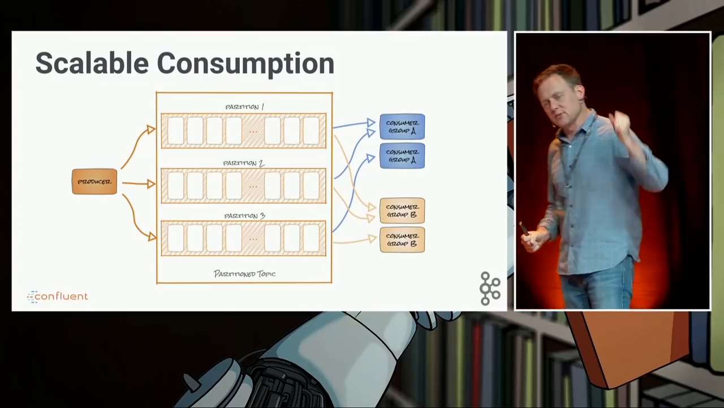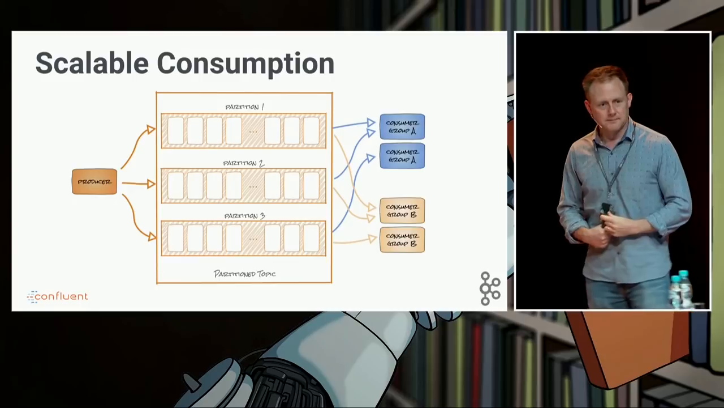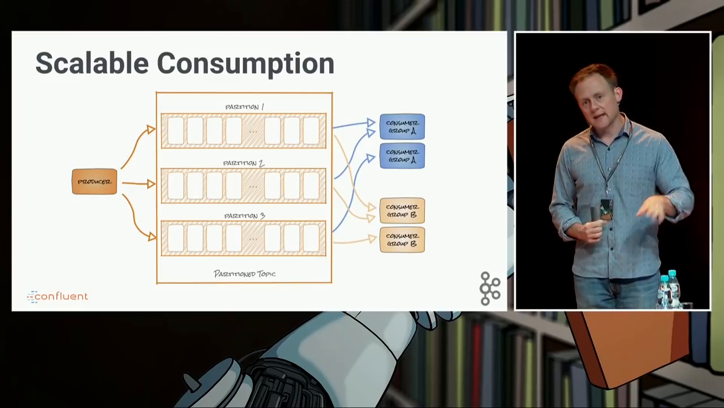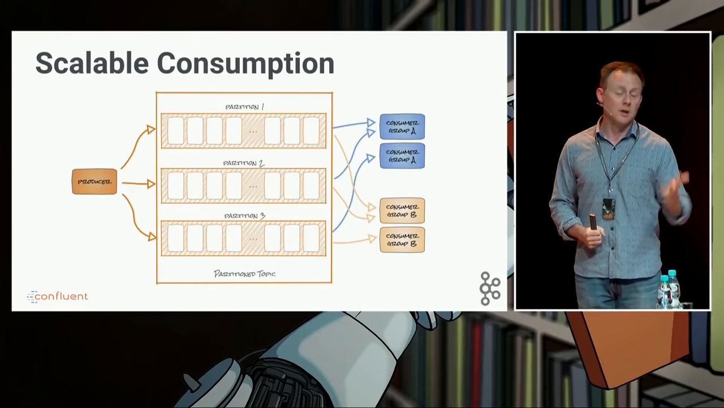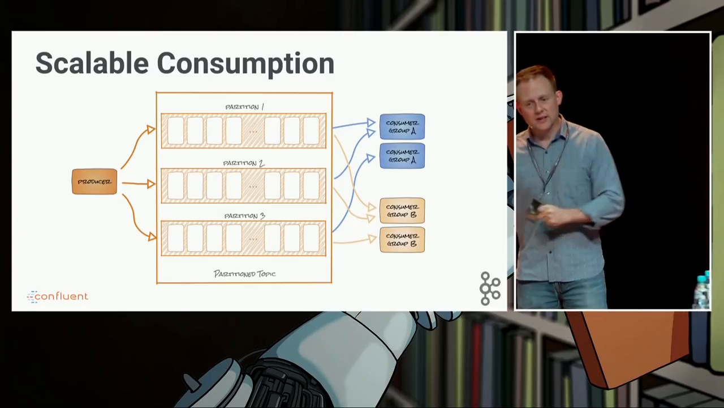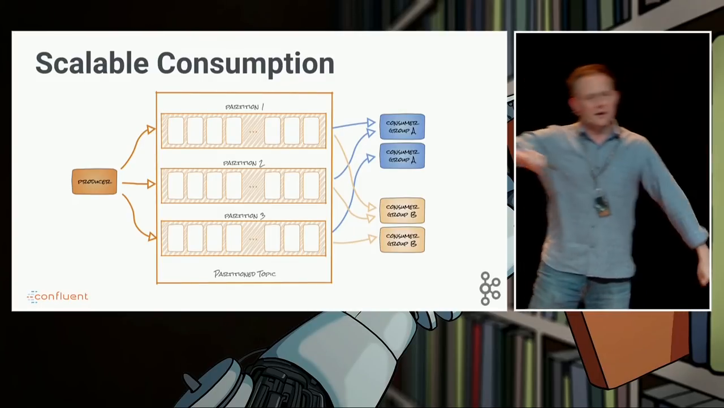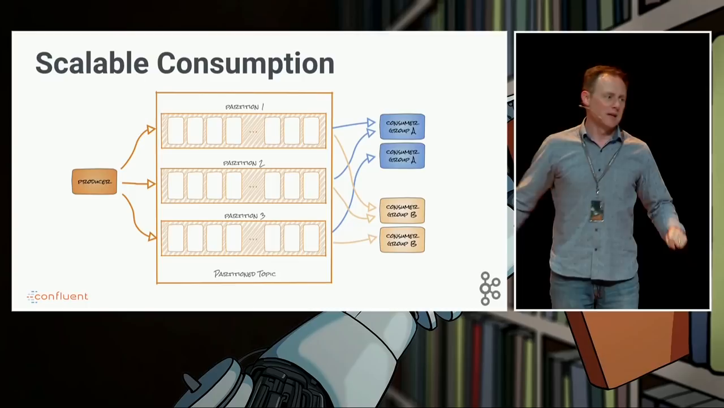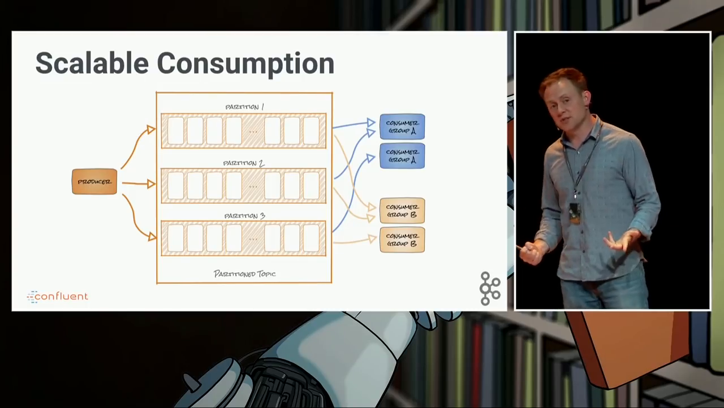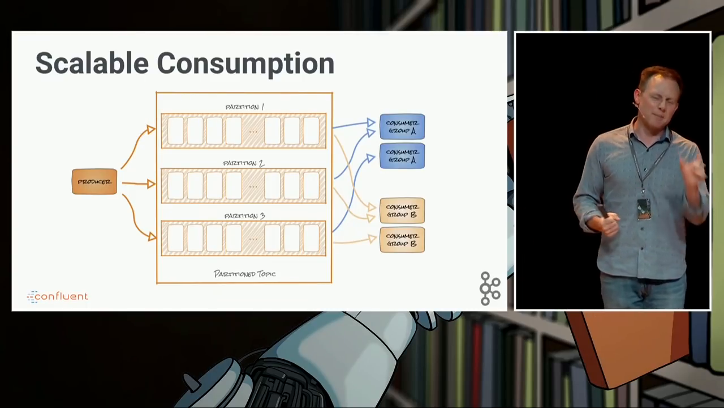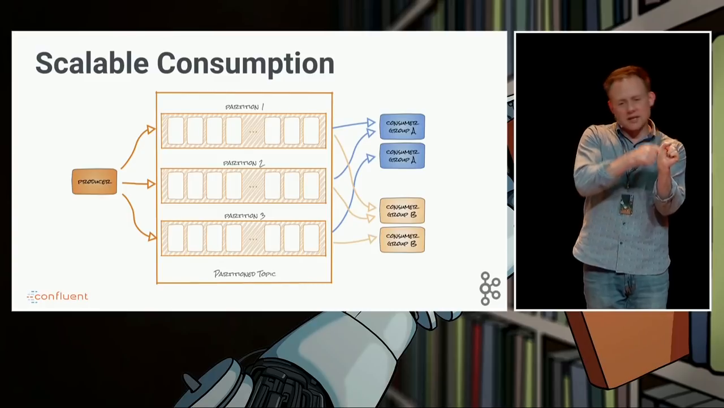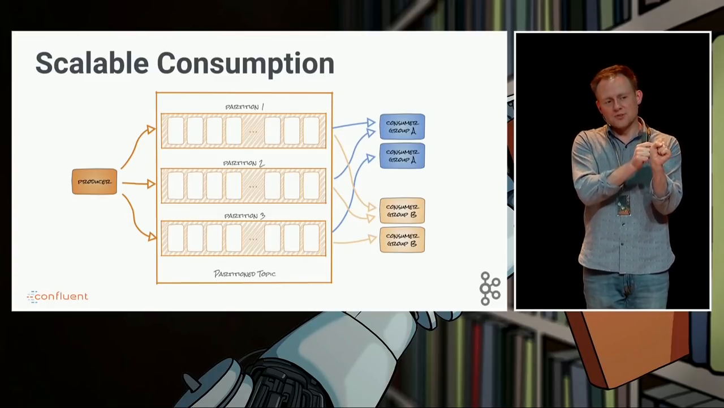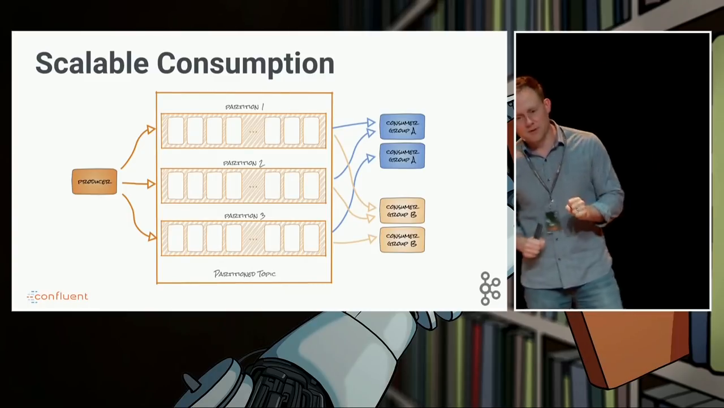So we take topics and we split them up into partitions. Each partition then can live on its own broker. And so when the producer is producing, it says, hey, I've got this key value pair and I want to write it into the movie ratings topic. It has to decide what actual partition to write it to. And usually it does that by taking the key and hashing it. And so messages with the same key will always land in the same partition.